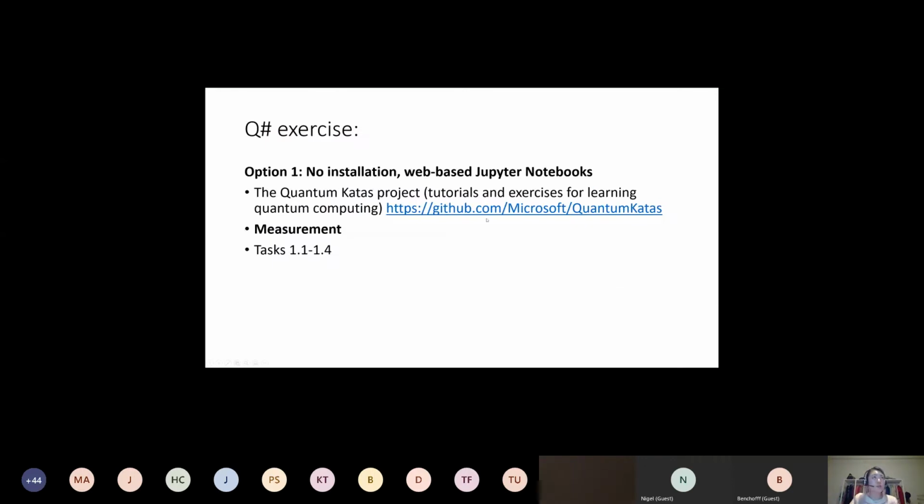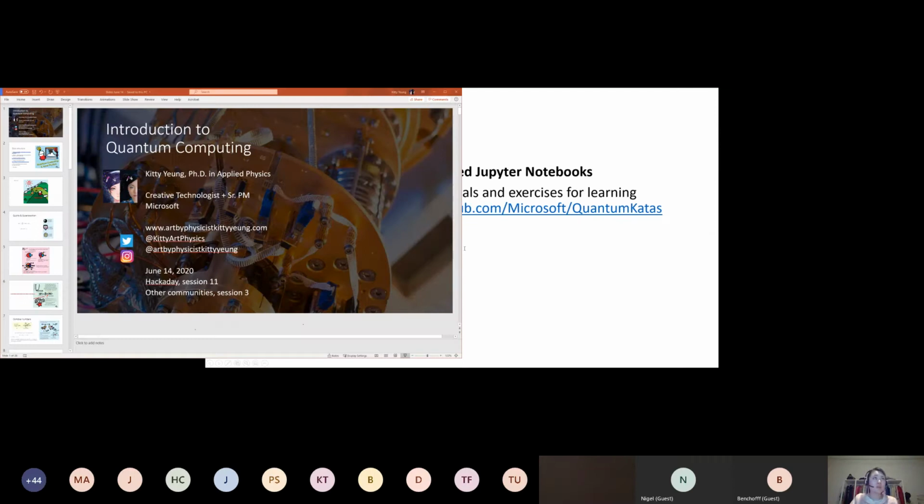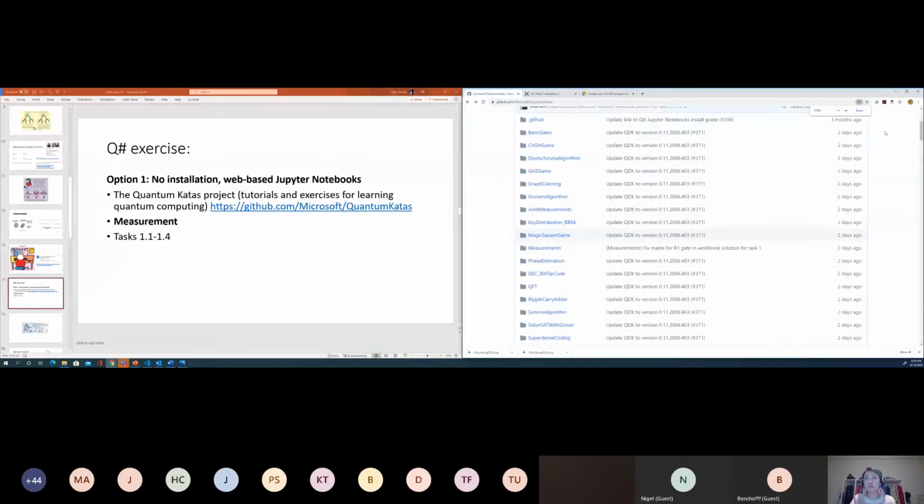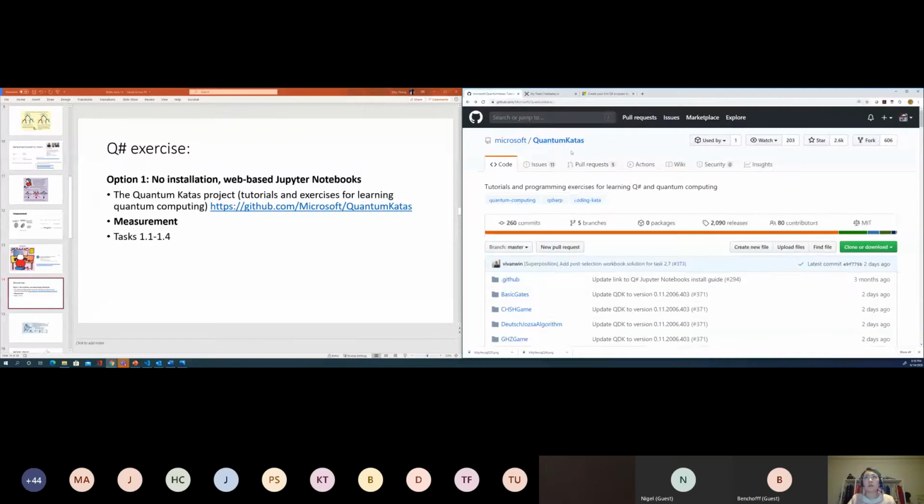But today we're going to do this exercise on the quantum katas. There's no installation needed for people who have not done this before. The quantum katas is a series of exercises written in Q#. It's on github.com/Microsoft/quantum katas. Let me see if someone can post the link here, that could help. I can also do that.